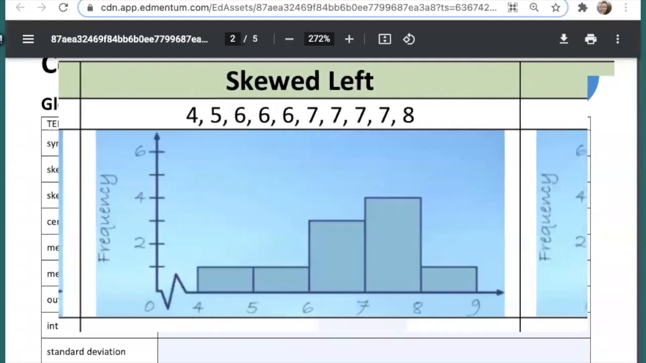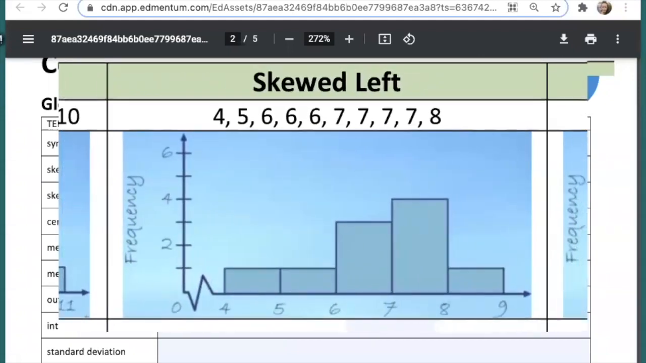Okay, so for this next example, where it is skewed left, meaning the majority of the data is on the right and it has a tail on the left, our numbers are written in order from least to greatest.